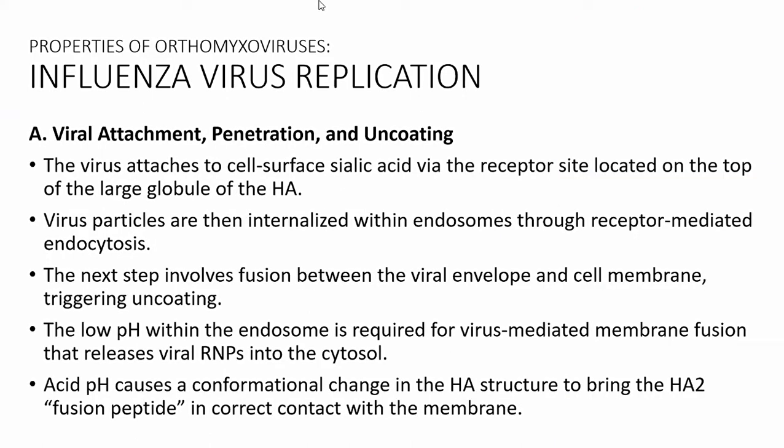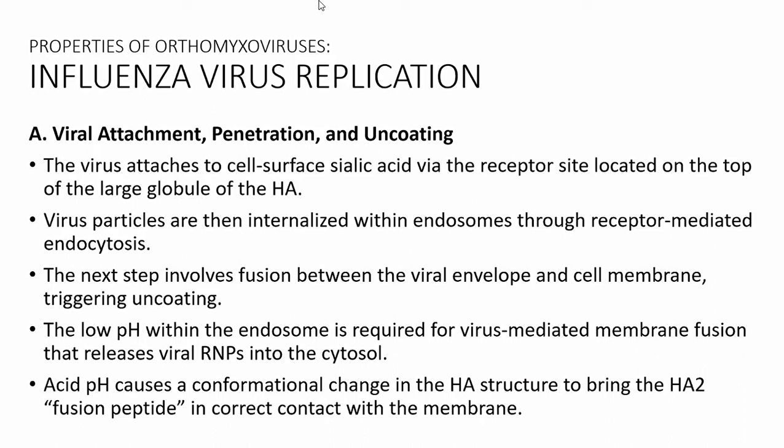So here is a more detailed explanation of the replication. For attachment, the virus attaches to the cell surface sialic acid via the receptor site, which is located on the large globule of the hemagglutinin. Virus particles are then internalized within endosomes through receptor-mediated endocytosis. After that, there will be a fusion between the envelope of the virus and the cell membrane, which will trigger uncoating. The low pH within the endosome is required for virus-mediated membrane fusion that releases viral RNPs into the cytosol.